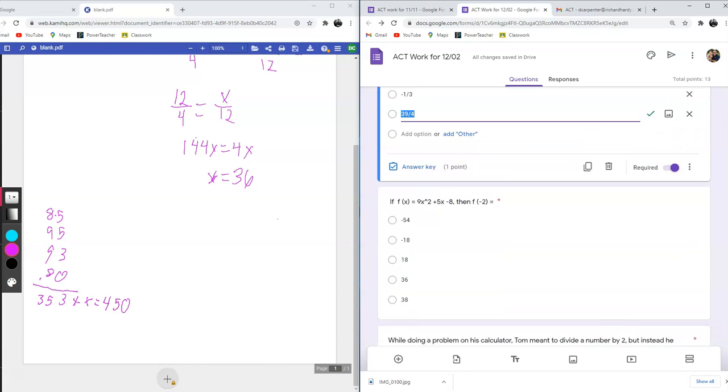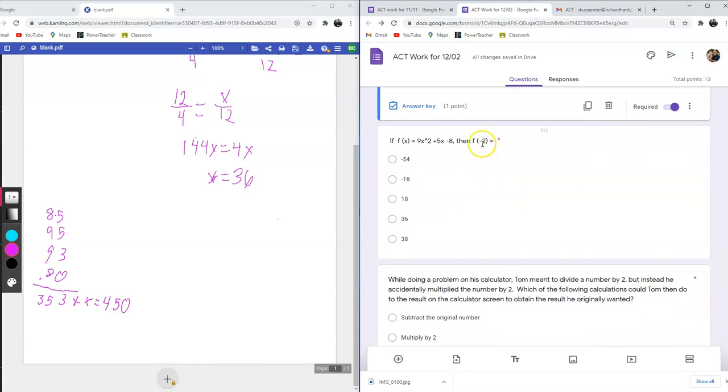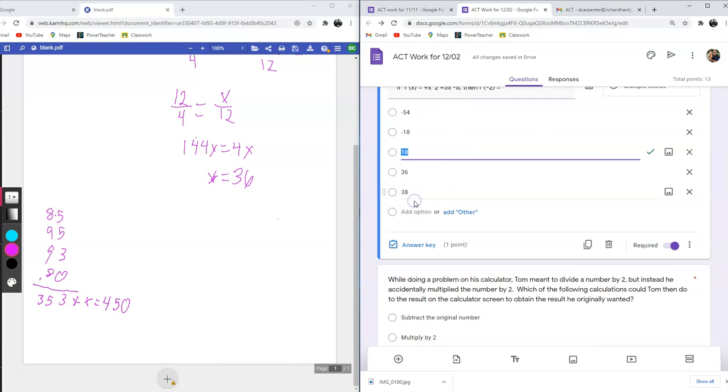All right, next one. Plugging in negative 2 for x. So negative 2 squared is 4. 9 times 4 is 36. 5 times negative 2 is negative 10. So 36 minus 10 is 26. 26 minus 8 is 18.